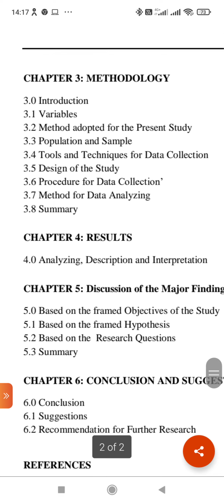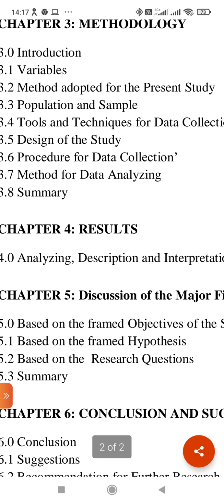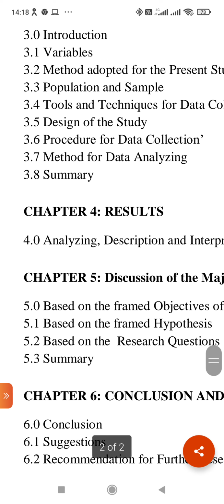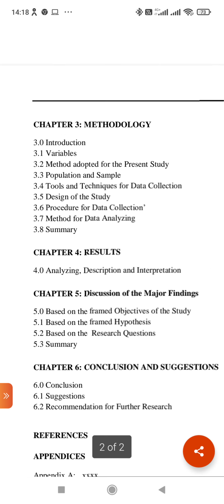So in the 4th chapter you have to analyze. You have the raw data, and you have to put it in tabular form. Accordingly you have to analyze, describe, and then interpret, as this much percent, and you have to show whether a significant difference exists. Also it will depend upon your study. So you are actually analyzing it.